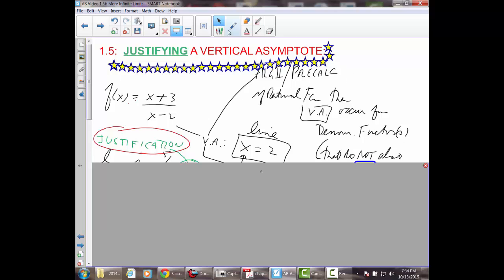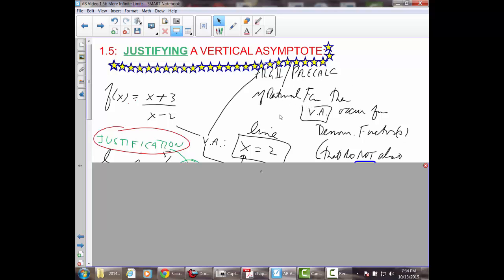Okay, so again, I want to talk about justifying vertical asymptotes now. Finding them is easy. You've been able to do that forever. Obviously, the vertical asymptote here is x equals 2. But justifying it in calculus means you've got to use the infinite limits.